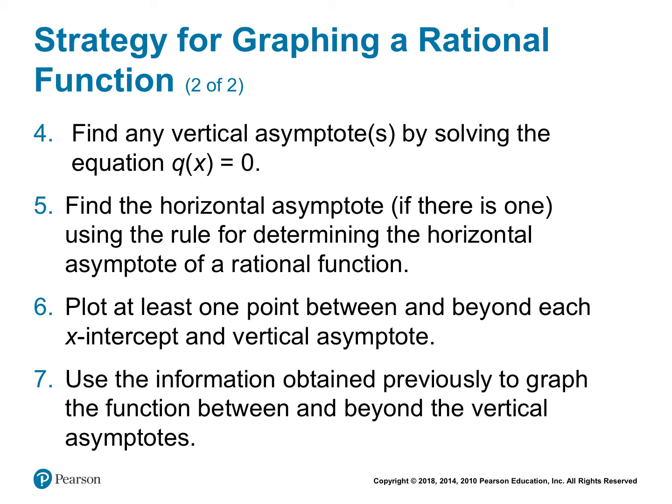Step 4 is to find any vertical asymptotes by solving the equation. Step 5, find the horizontal asymptote, if there is one, using the rule for determining it that we learned in the last lesson. Step 6, plot at least one point between and beyond each x-intercept and vertical asymptote. And 7 is to use the information obtained previously to graph the function between and beyond. So we'll walk through this step by step.